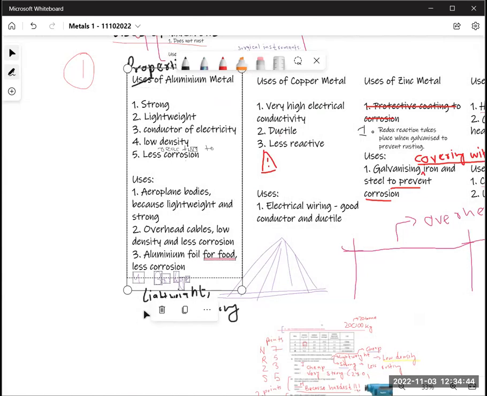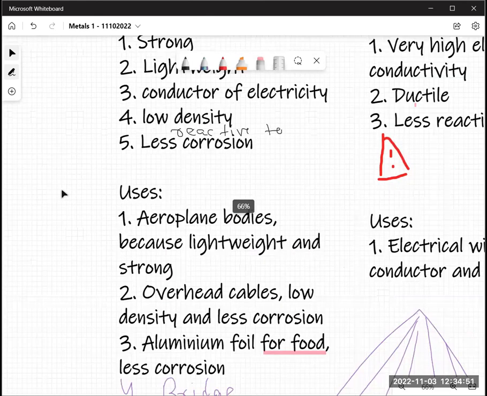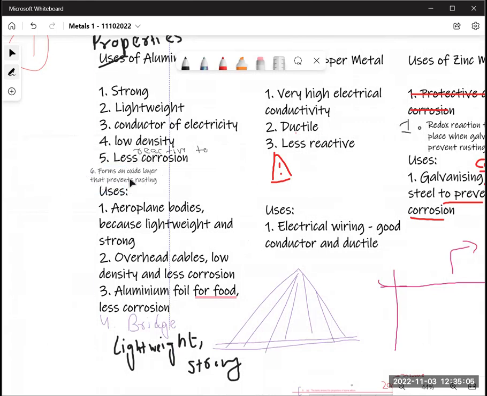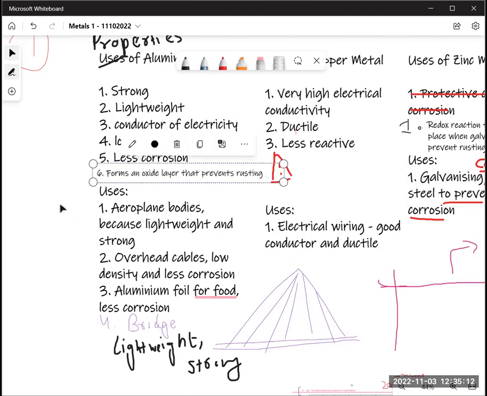I'll add a few things here. There's another point right here, which is number 6. Six is: forms an oxide layer that prevents rusting. Right? That's all you have to write. That's the sixth point, and it's very important, by the way. You may even say that that's the main thing.